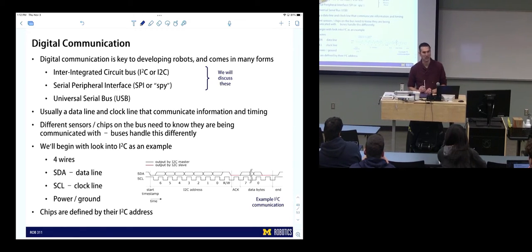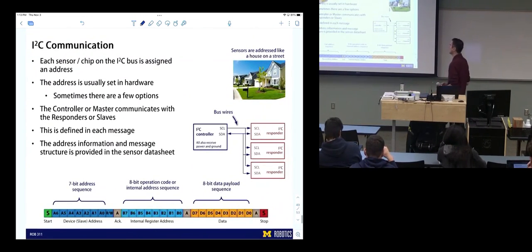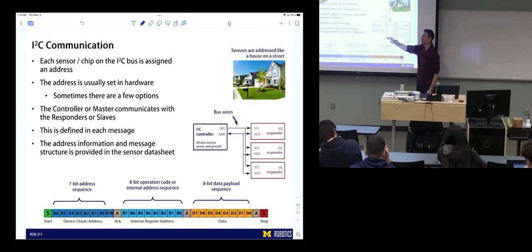Like RS-232. Something where you're like, you ever hear an old school modem? It'd be like that. That's an example. Okay, I2C. This was the general setup: a controller that's just talking to sensors, the I2C responders.